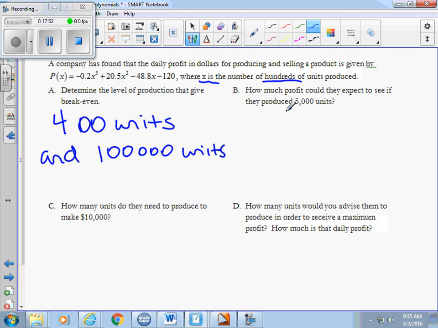Say it again. Which one is the number of units produced? What variable stands for units produced? X, right? In fact, P is the profit, right? So we're going to put something in for X. Do we want to put 5,000 in for X?